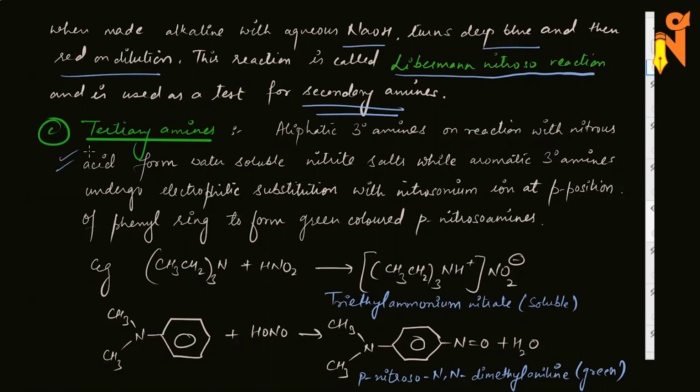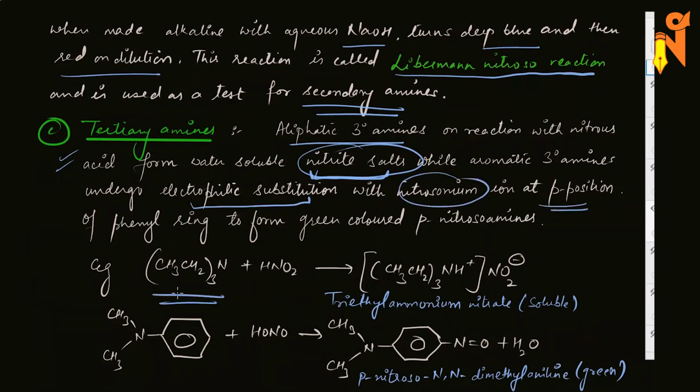Next is the reaction with tertiary amine. Again, tertiary amine will have its own different type of reaction happening with HNO2. What happens when we react aliphatic tertiary amines with this? They will tend to form nitrite salts, water soluble nitrite salts, whereas aromatic tertiary amines will go through electrophilic substitution on benzene, and the nitrosonium ion attaches at the para position. I'll show you both the reactions.